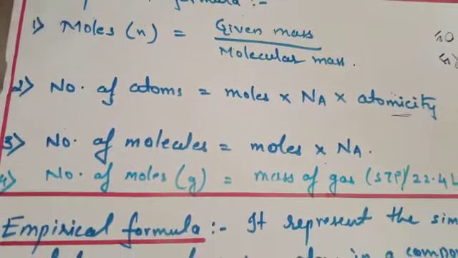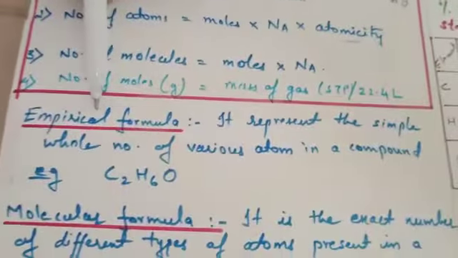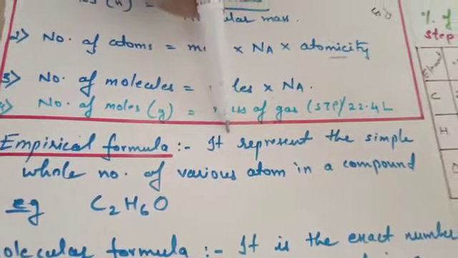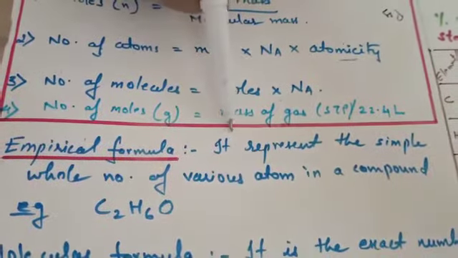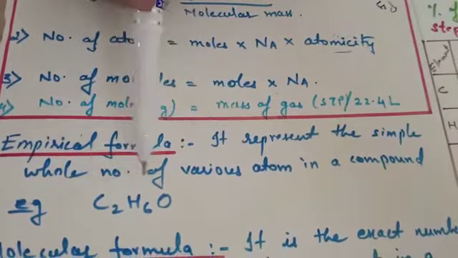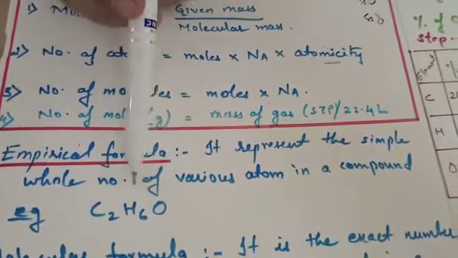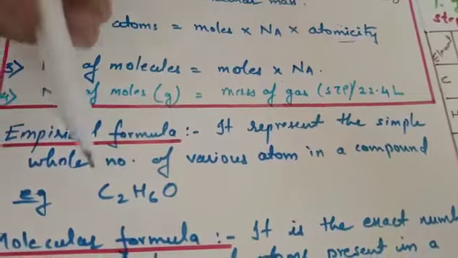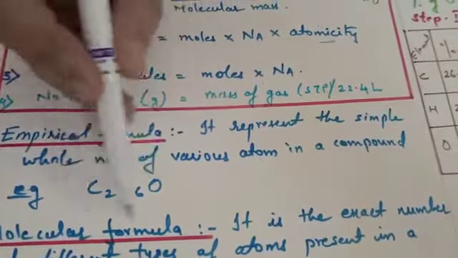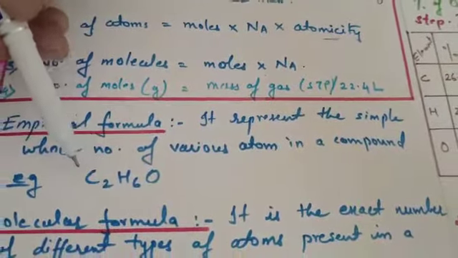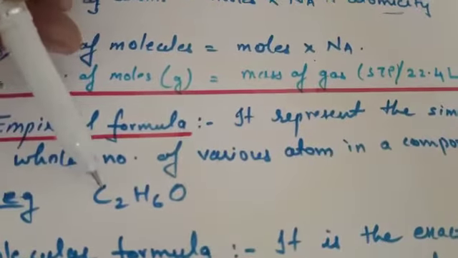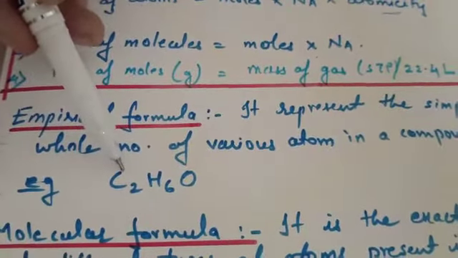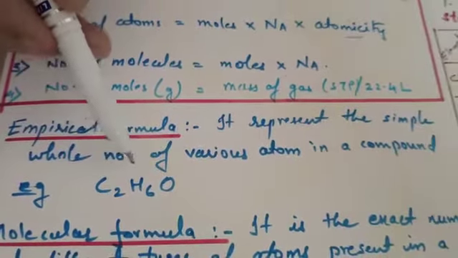for any element or a compound. Next come to the topic that is empirical formula. Empirical formula is a simple ratio of the elements present in a compound. As it is a simple ratio, we cannot identify which family this particular compound belongs to, or what type of properties it will show. For example, C2H6O. Just by seeing this formula, I cannot predict whether it shows the properties of aldehydes, alcohols or ketones. So it is very difficult to say what type of property can be exhibited by this compound.